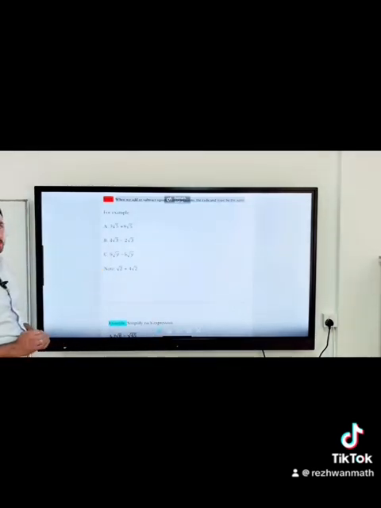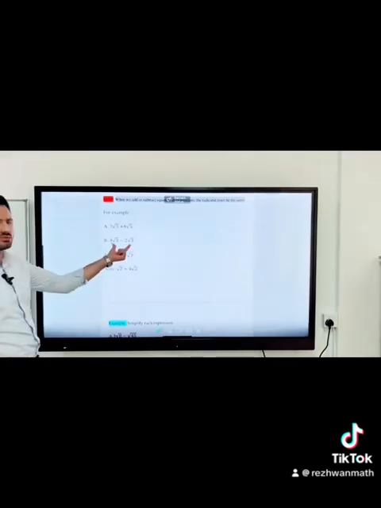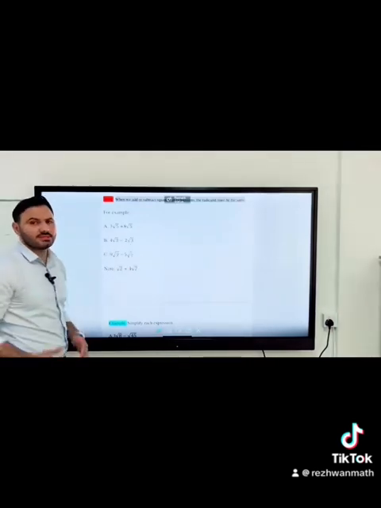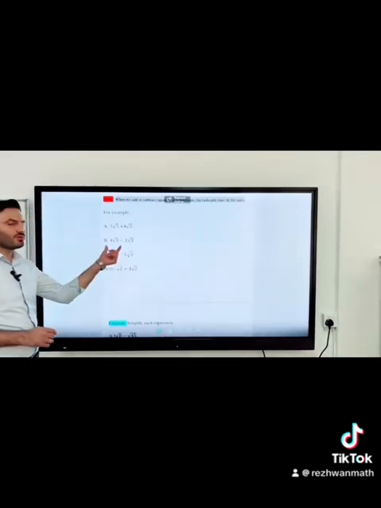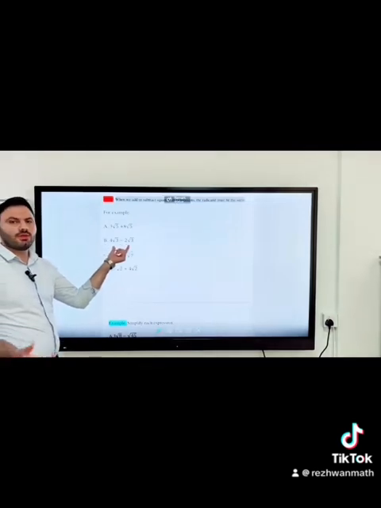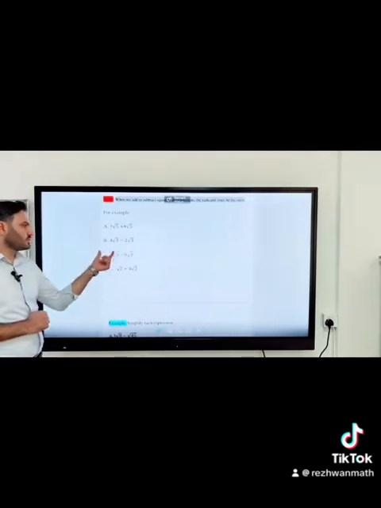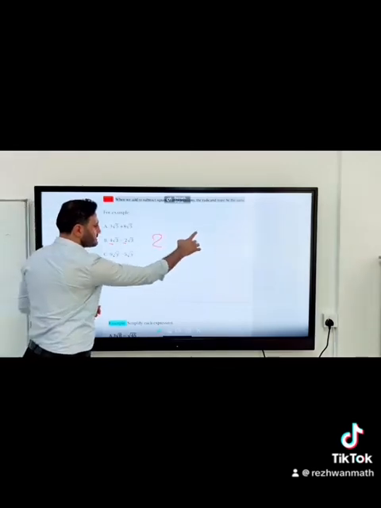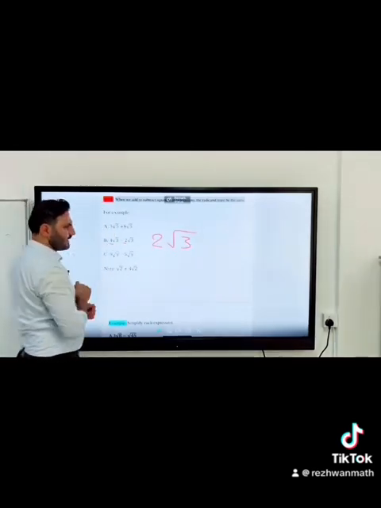And if you look at question B, we have 4 square root 3 minus 2 square root 3. The first thing you have to do is look at the square root. Do we have the same radical? Yes. Because we have the same radical, we add and subtract the number in front of the square root. So 4 minus 2, we get 2 square root 3.